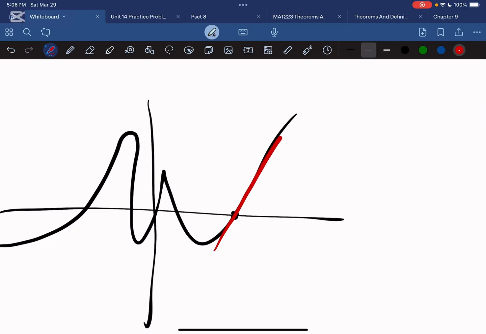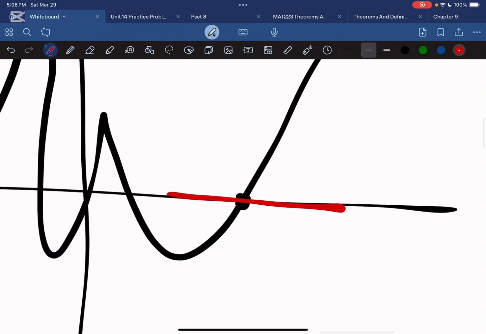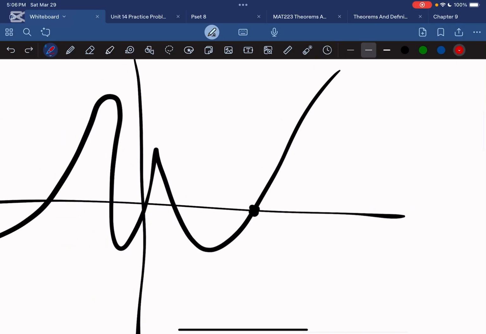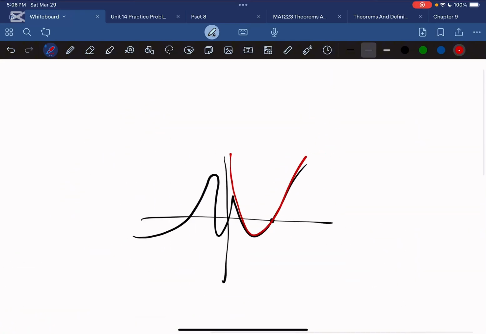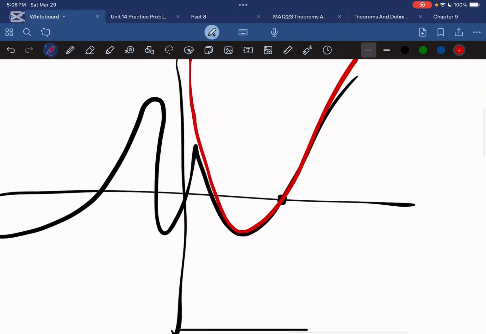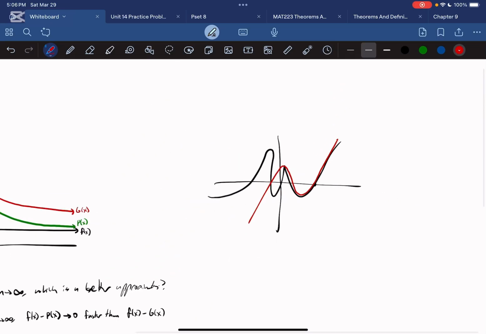It's not amazing, but it's better than degree 0, which I believe is just this, right? That's degree 0. But degree 1 would be a tangent line. And in degree 2, we would have a parabola. Maybe it looks like this. It's okay, it's not too bad. And then maybe degree 3 looks like this. It's okay. It's getting closer, right? These are what Taylor polynomials are.